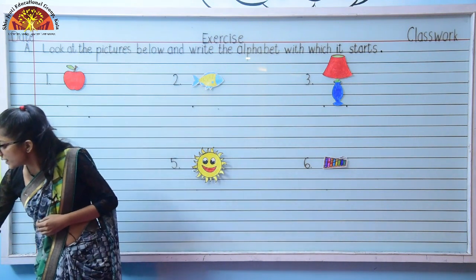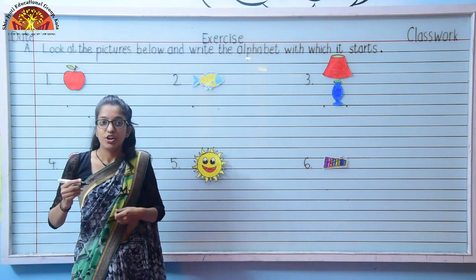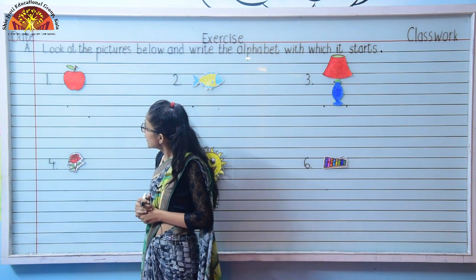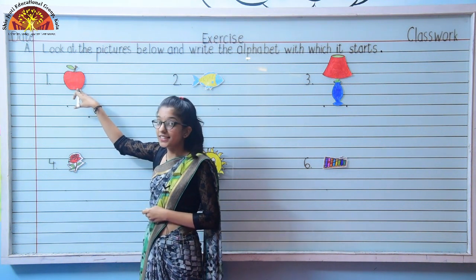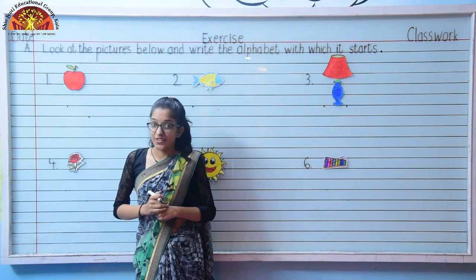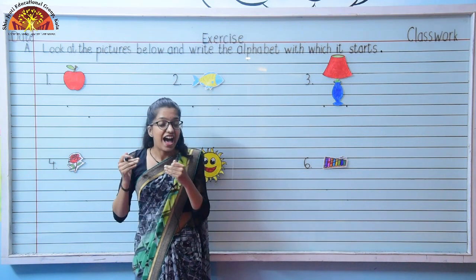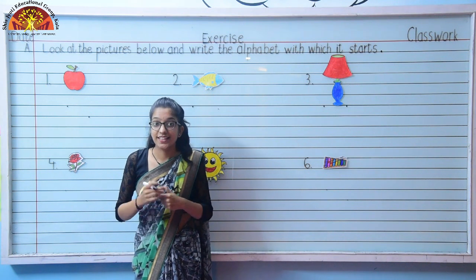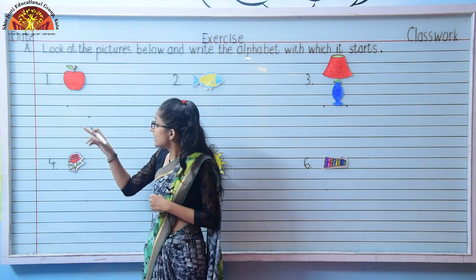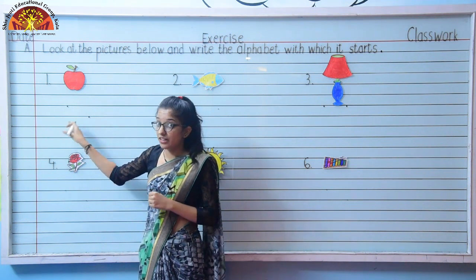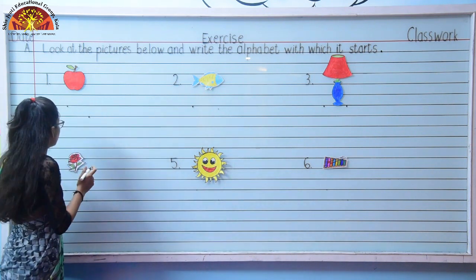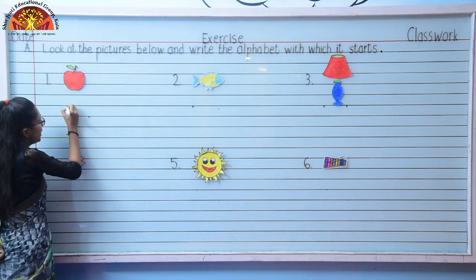Okay, now everyone take out your pencil and hold it properly. Come to first one. So look over here kids. What is this? This is a picture of an apple. The spelling of apple starts with letter A, so we have to write here letter A. First we will write capital letter A. So look over here kids. Let's write capital letter A.